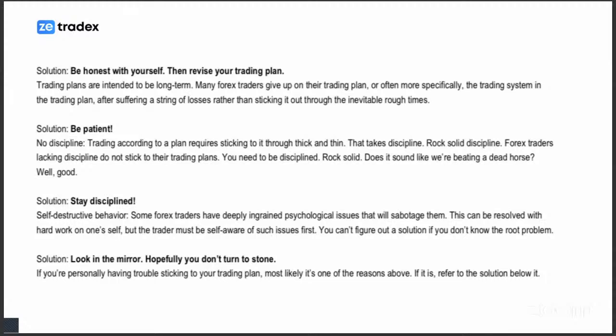Some forex traders have deeply ingrained psychological issues that will sabotage them. This can be resolved with hard work on oneself, but the trader must first be self-aware of such issues. You can't figure out a solution if you don't know the root. If you don't know the root problem, you more or less need to look in the mirror. For the solution, you look in the mirror. Hopefully, you don't turn to stone. If you're personally having trouble sticking to your trading plan, most likely it's one of the reasons that we usually refer to. So let's have a look.